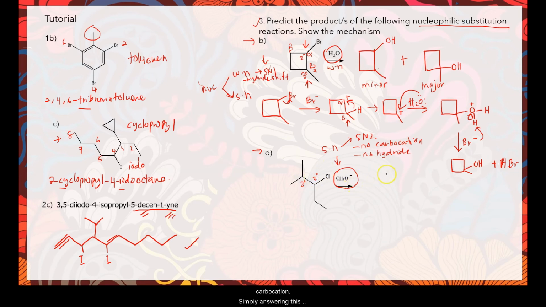Simply answering this question, it only produces one product when it goes through the SN2 reaction. The methoxide ion will substitute chlorine at this carbon. Then you will get the product like this.